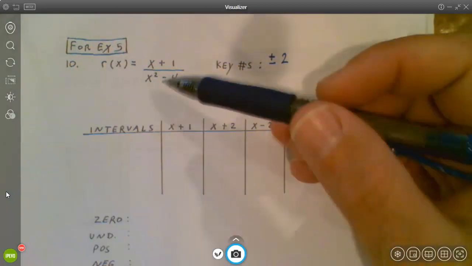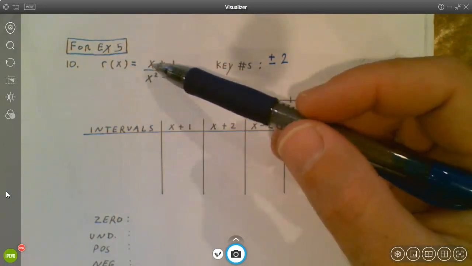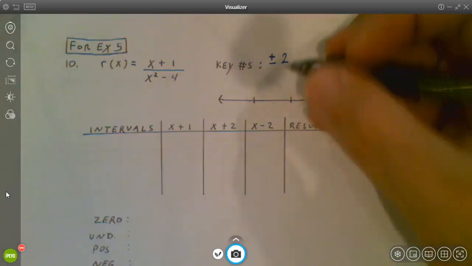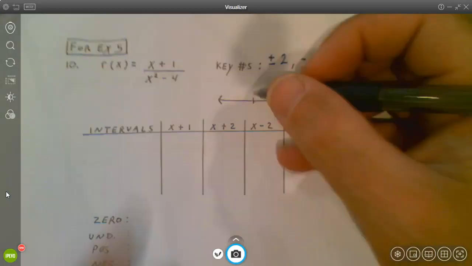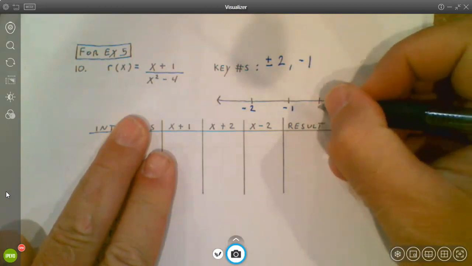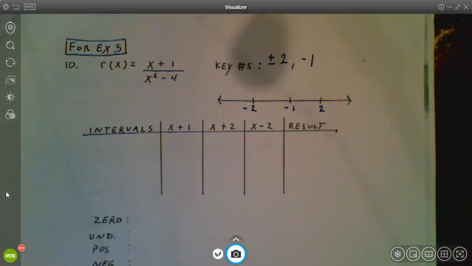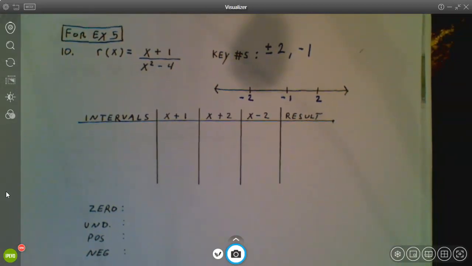Also, if I set the y value equal to 0, so 0 equals x plus 1, I'm going to get negative 1 as my x-intercept. So we're looking at negative 2, negative 1, positive 2 are the areas of the graph that have potential sign changes. So we're going to do this. We're kind of doing all this without calculator help for now.